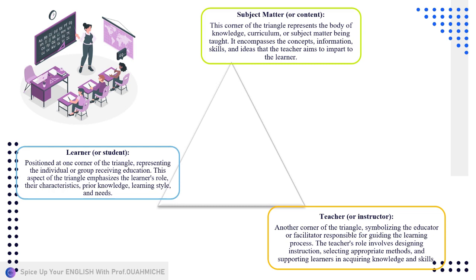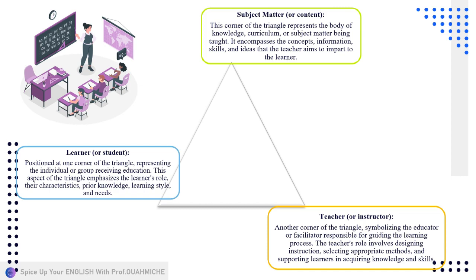And then at the bottom of the triangle, on the left, we have the learner or the student, positioned at one corner of the triangle, representing the individual or group receiving education. This aspect of the triangle emphasizes the learner's role, their characteristics, prior knowledge, learning style, and needs. And then on the right side, we have the teacher or instructor, another corner of the triangle symbolizing the educator or facilitator responsible for guiding the learning process. The teacher's role involves designing instruction, selecting appropriate methods, and supporting learners in acquiring knowledge and skills.